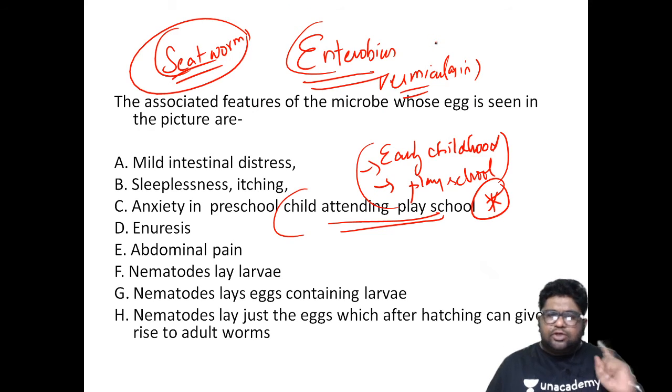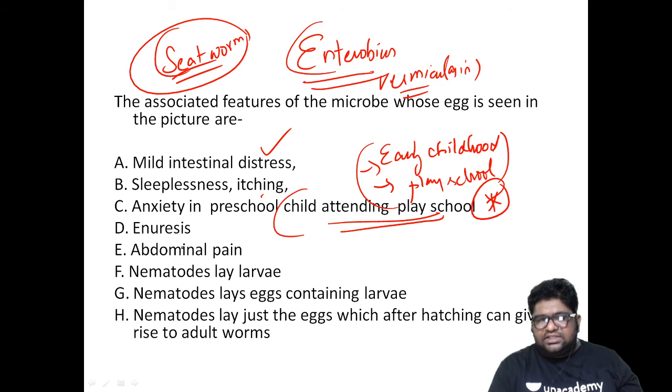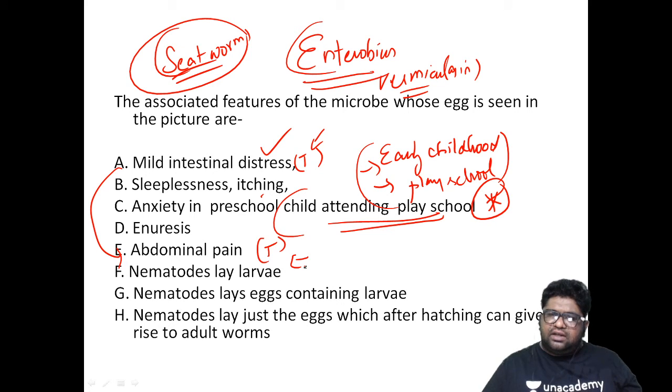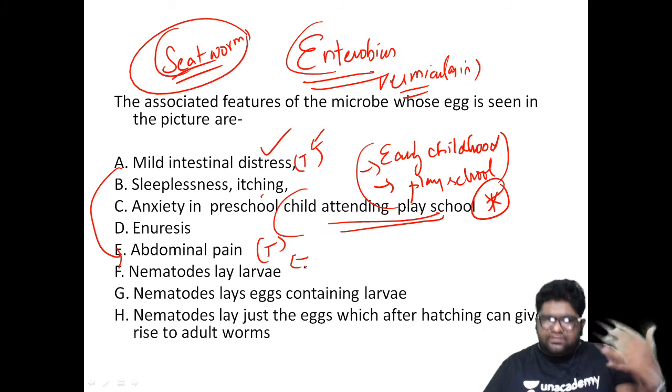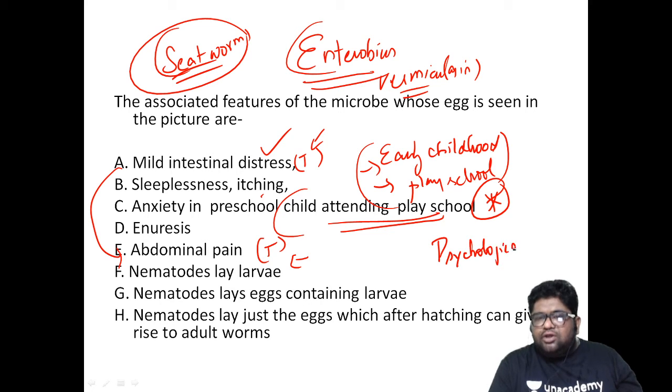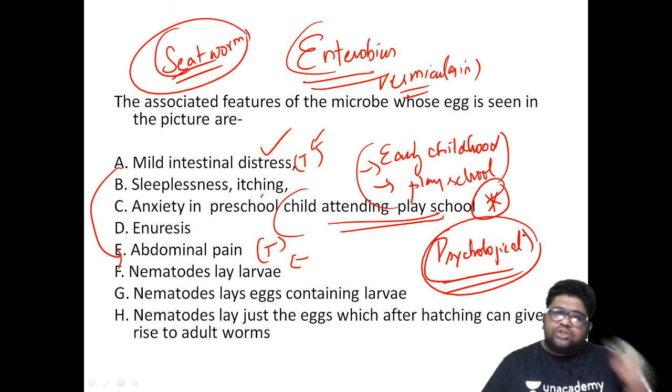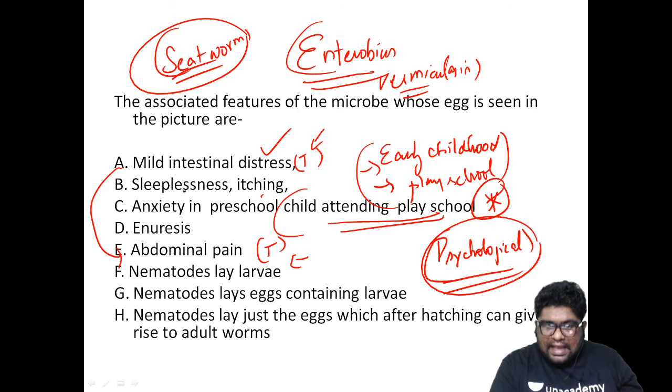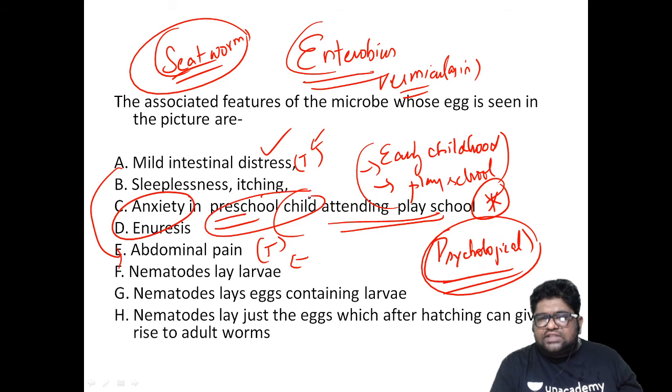If the organism is Enterobius vermicularis, then what is the child telling you? The child always has mild intestinal distress, which can progress to become abdominal pain. So both A and E are true. Next, because of the abdominal pain and because of the distress the child is always facing, the child will have some basic kind of anxiety. The child does not know how to explain the difficulty to people. Even the father and mother will not be able to come across it. So it will create psychological symptoms. And the most common psychological disorder that you see in these kind of children would be anxiety. And where? In preschool, when the child is attending the play school.